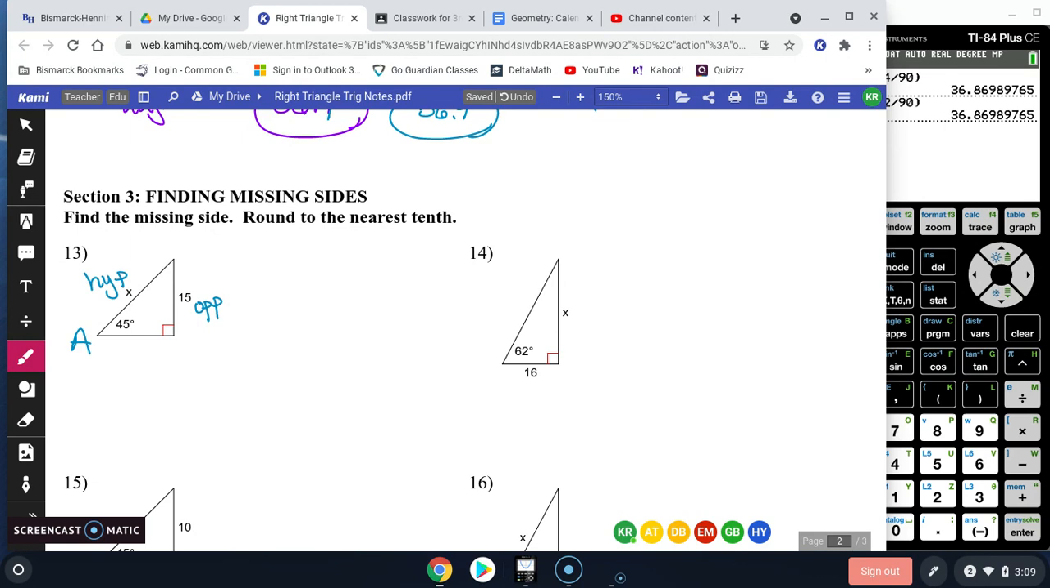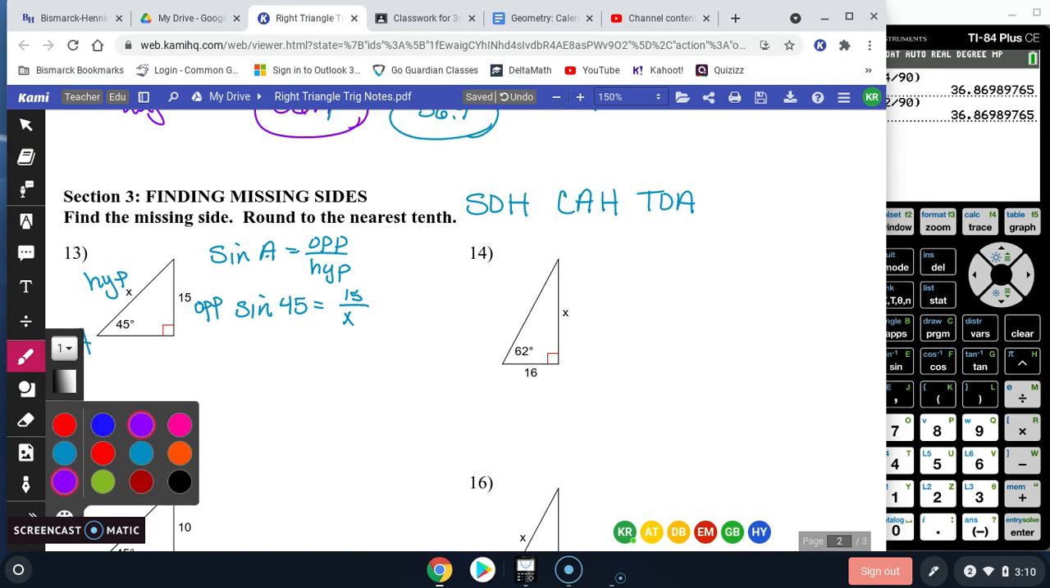I'm going to do the same thing I did before. I've got SOHCAHTOA. I'm going to look at the two sides. I have opposite, and I want to know hypotenuse. Opposite and hypotenuse, that is a sine. So sine of angle A is the opposite side divided by the hypotenuse. We know that angle A is 45 degrees, and the opposite side is 15. I don't know what the hypotenuse is, though.